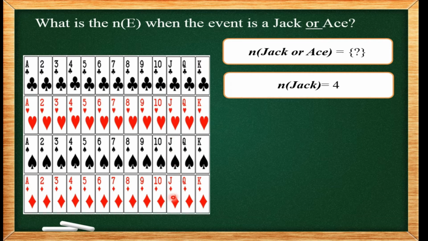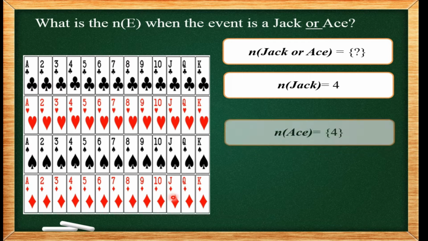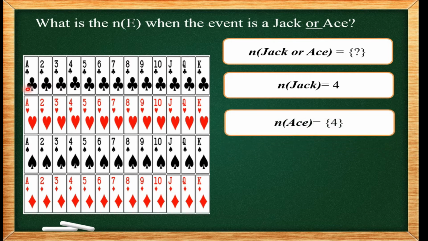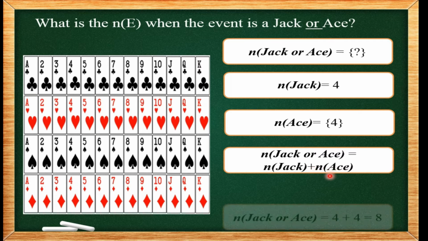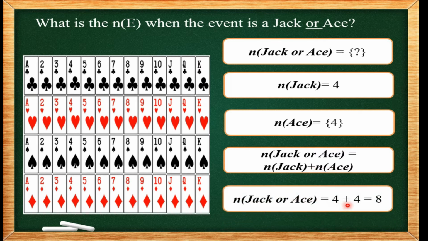You do the same thing for the N of ace. So you have ace of clubs, ace of hearts, ace of spades, ace of diamonds. The number is equal to 4. Then the N that is a jack or ace is equal to the N of the jack plus N of ace. Therefore, 4 plus 4 is equal to 8. The conjunction or means you add the number of possible outcomes for each event.